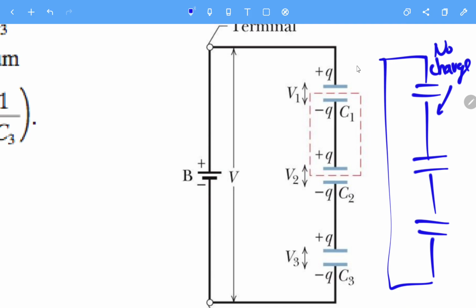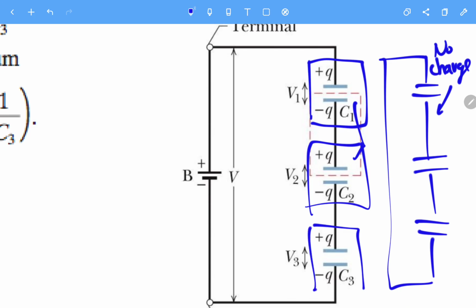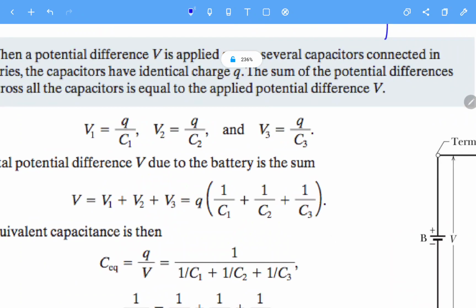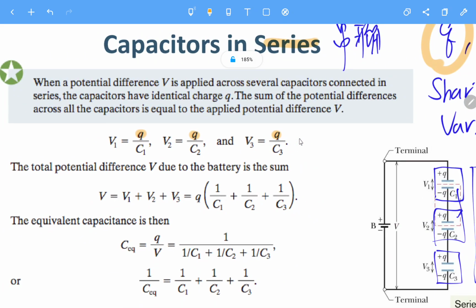So in that case, as much as here we have conservation of charge, within the capacitors, this one and this one should have the same charge amount. That's why we should have the sharing variable Q rather than V. So here we have Q over C1 equals V1, Q over C2 equals V2, Q over C3 equals V3.